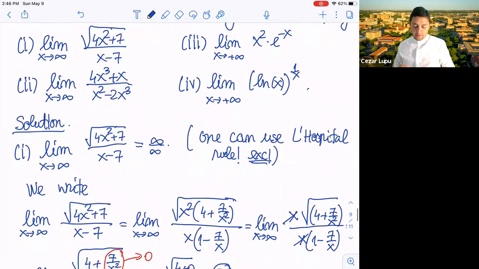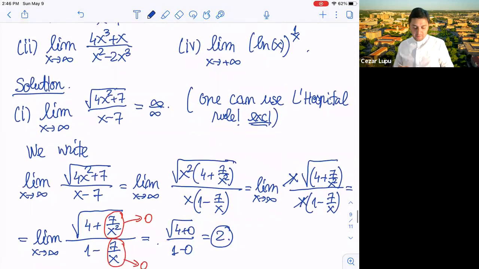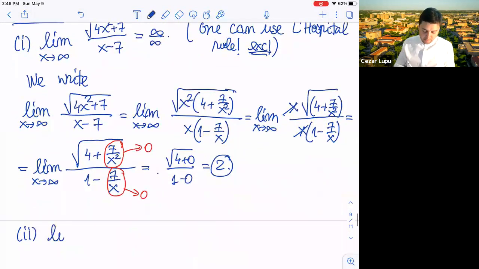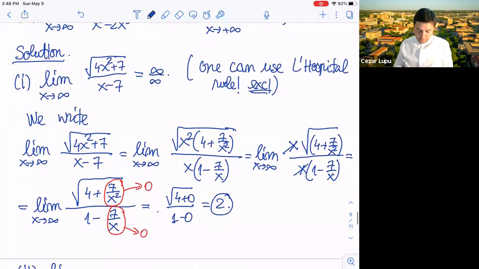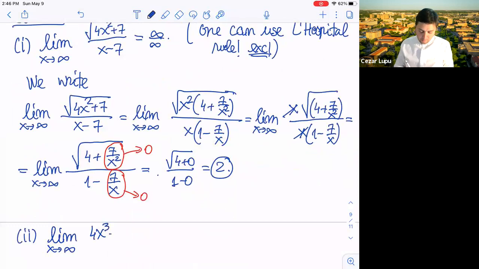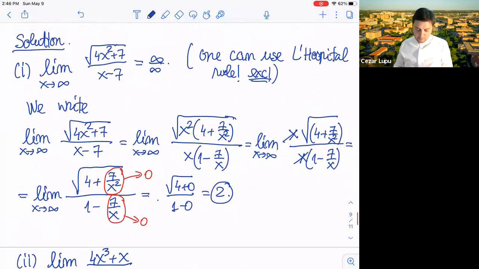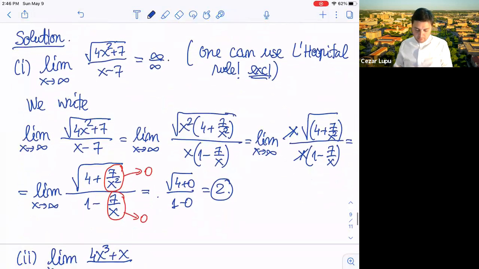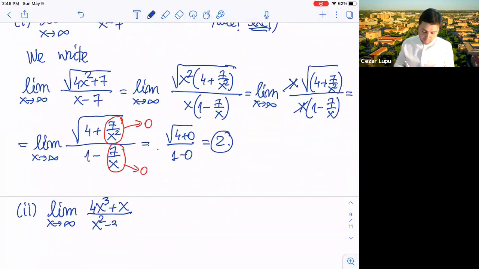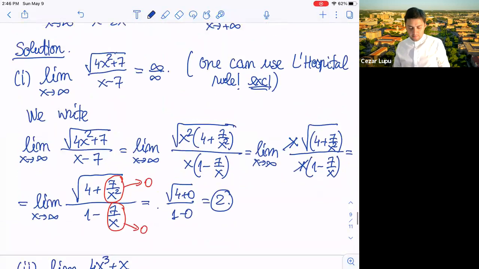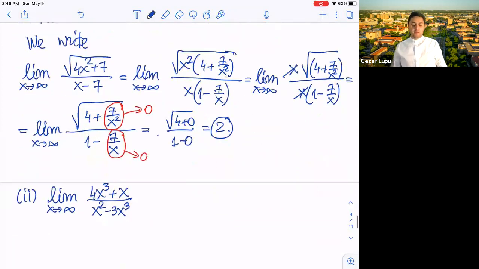Is this limit, and I think I'm gonna use the same approach, or maybe I'll use both of them. So the limit as x approaches infinity of 4x cubed plus x, everything over, let's see, on the bottom is x squared minus 3x cubed. Is it? Yeah, that's what it is.